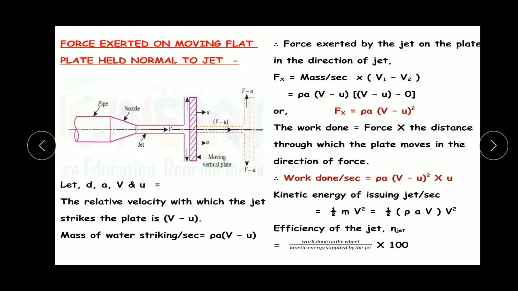Then the efficiency of the jet, eta jet, can be calculated using the formula efficiency equals output by input, that is output power by input power. Output power means work done per second, and input power means kinetic energy per second. So efficiency equals work done divided by kinetic energy, multiplied by 100.